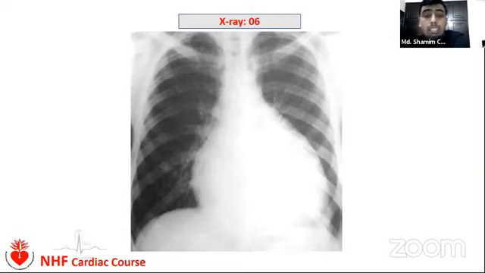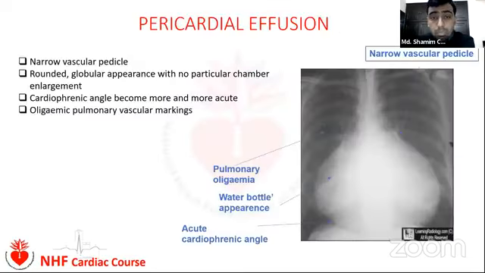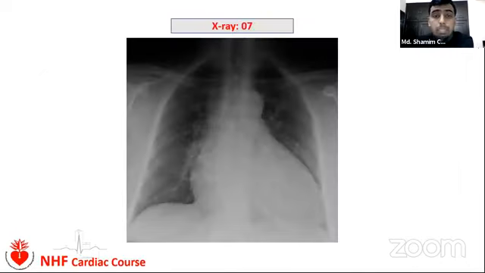And this is my next X-ray. There is obvious cardiomegaly with lung findings. There is an oligemic lung field, with vascular markings less prominent, and the angles of the heart, both the right and left cardiophrenic angles, are acute, with clear margins. So probably this is a case of pericardial effusion. Now, what are the signs of pericardial effusion? There will be a narrow vascular pedicle, a rounded or globular appearance with no particular chamber identification, with the cardiophrenic angle becoming more and more acute, and with oligemic vascular markings.